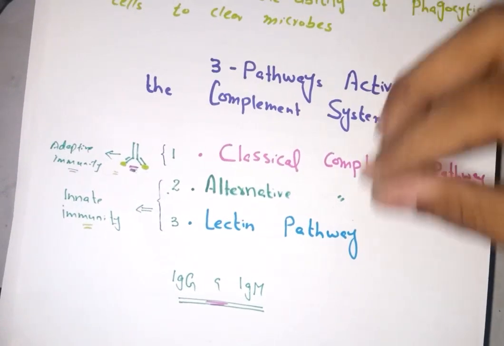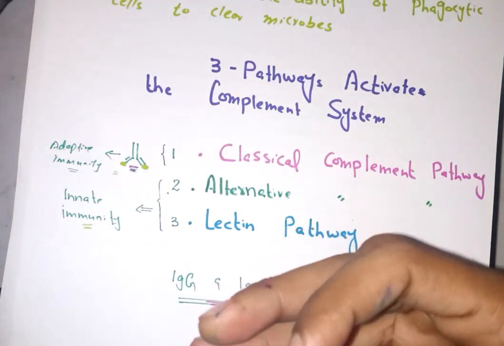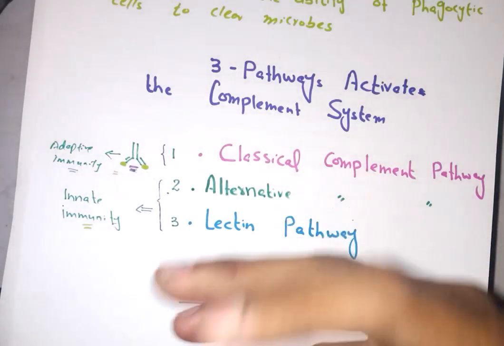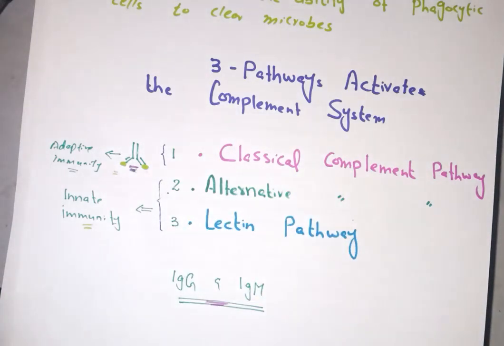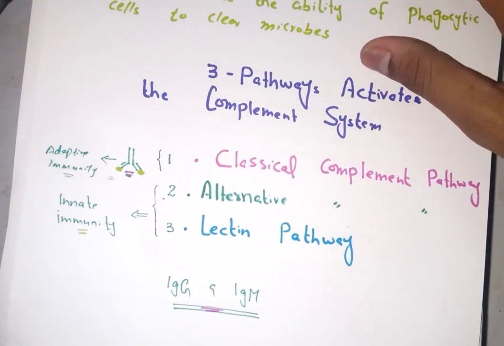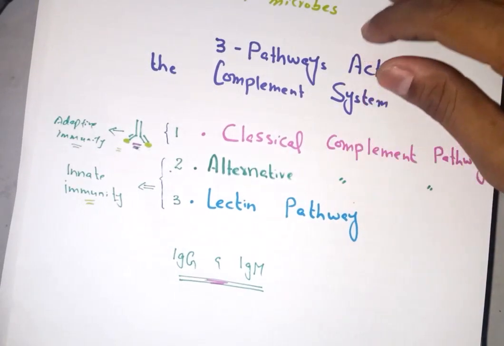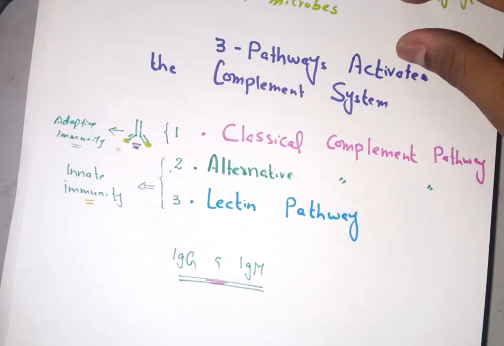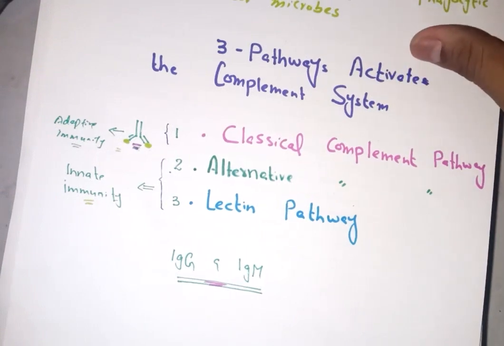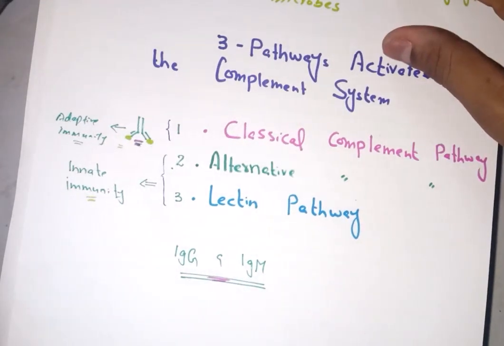Now, the point is there are different types of antibodies: IgG antibody, IgM antibody, IgA antibody, IgE antibody, and IgD antibody. There are 5 different types of antibody. Now, which antibody will cause the activation of this system of proteins, this complement system? The answer is only IgG and IgM antibody. They have the tendency to activate the complement system. Other antibodies cannot activate the complement system.